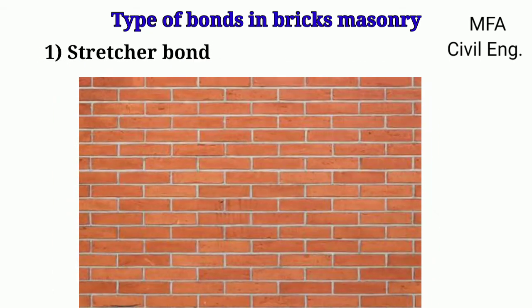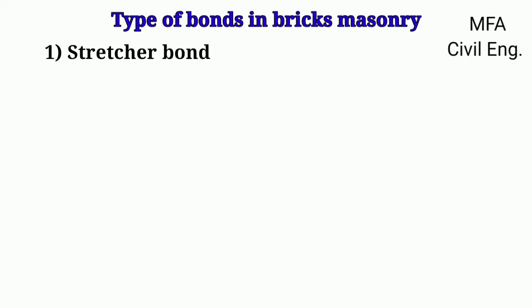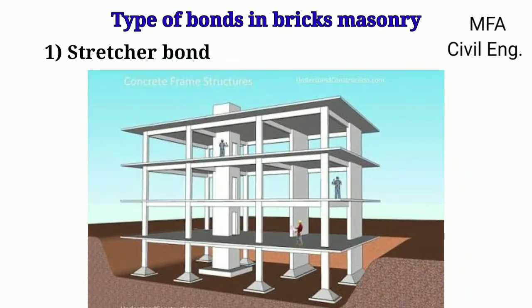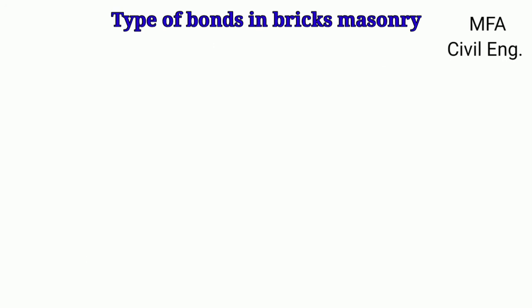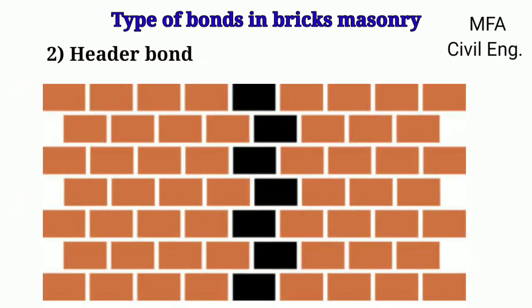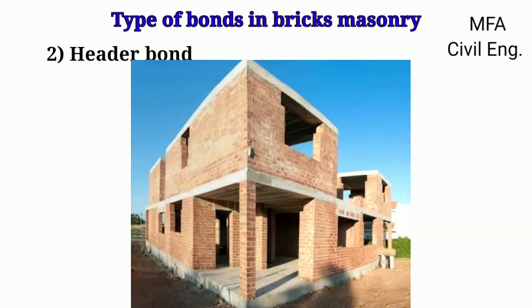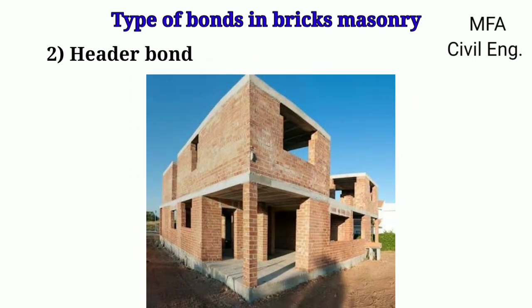In stretcher bond, all the bricks are laid with their length in the direction of the wall. The pattern is used only for walls having a thickness of half a brick and is mostly used in frame structure construction. In header bond, all the bricks are laid with their ends toward the face of the wall. This arrangement is suitable for walls which are one brick thick. This is mostly used for walls of a lightly loaded load-bearing structure.